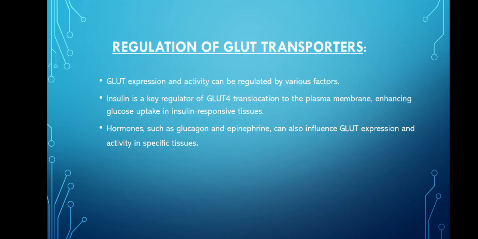Regulation of GLUT transporters. GLUT expression and activity can be regulated by various factors. Insulin is a key regulator of GLUT4 translocation to the plasma membrane, enhancing glucose uptake in insulin-responsive tissues. Hormones such as glucagon and epinephrine can also influence GLUT expression and activity in specific tissues.